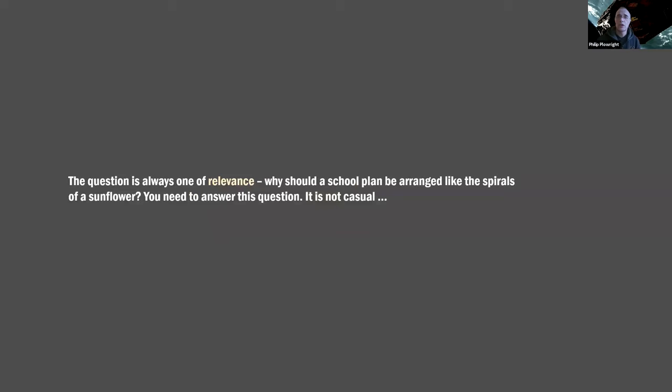The question we always, always, always have to ask ourselves is one of relevance. Why should we make the plan look like a sunflower? There has to be some advantage to us, because ultimately it's not a sunflower and it's not about a sunflower. And in fact, we never actually experience the plan from the bird's eye view. The image that I showed you is never how humans actually understand that space.